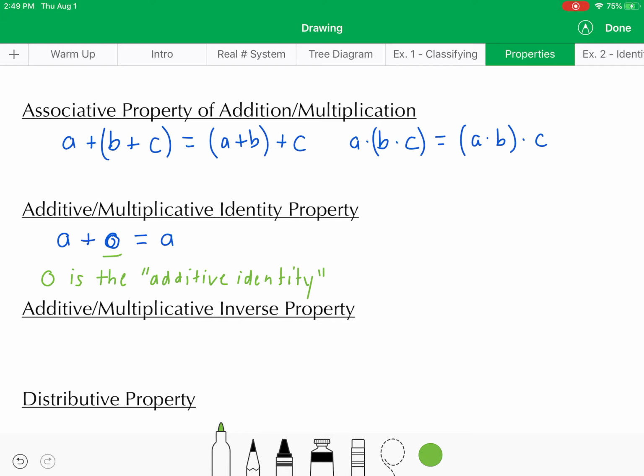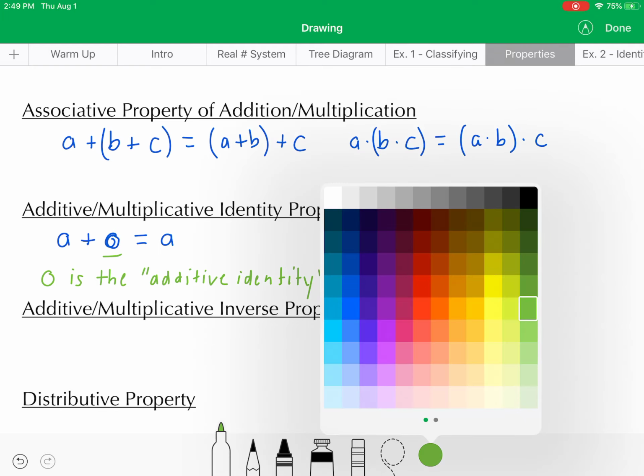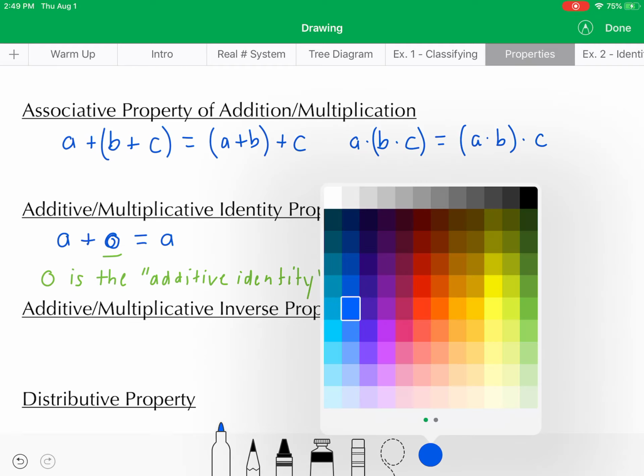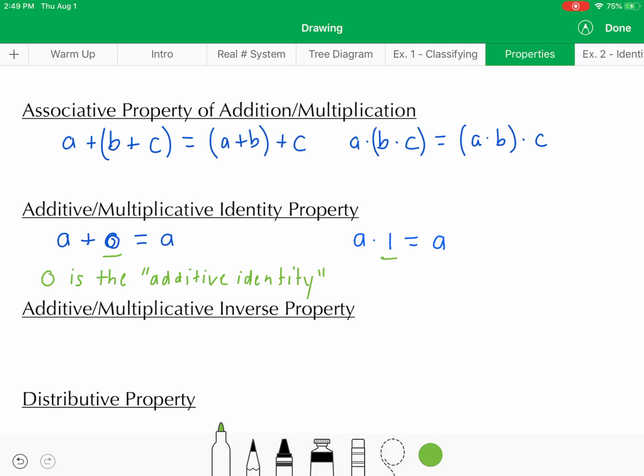That's the one number that can be added to any other real number and not change the value of that real number. In terms of multiplication, this property would be a times 1 equals a. And the number 1 here is known as the multiplicative identity.